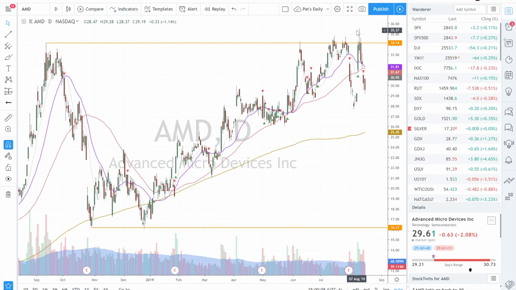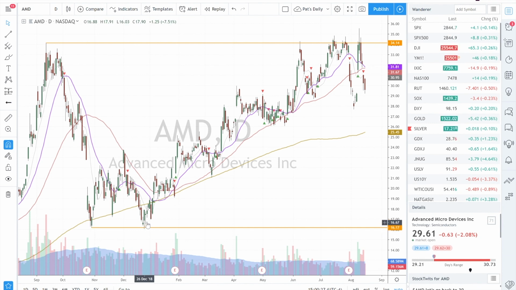It's easiest to just take a look at a chart, and I'll show you what it means. So we're looking here at AMD. You can see the stock rallied up here and came back down, trending down for a while, bottomed out here at 16.17, bounced, and then came back down. Now here's where the 2B occurs.